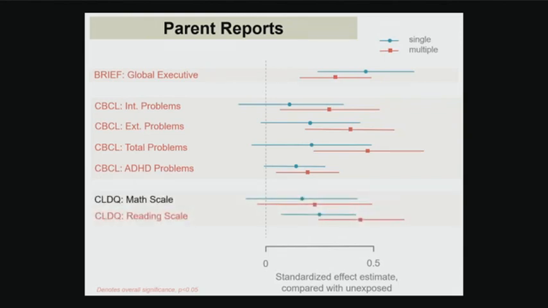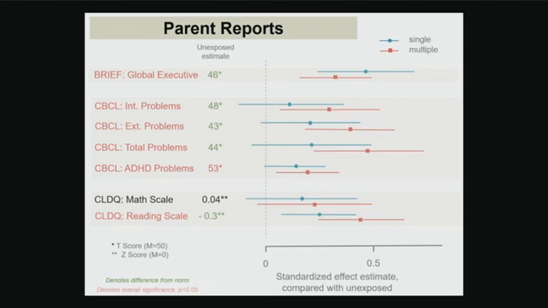If you look at the Colorado Learning Difficulties Questionnaire, no significant effect for math, but some effect for both single and multiple exposures in reading. So the parents think they're different. The parents think they have some problems with executive function, some problems with behavior, and some selected problems with learning.